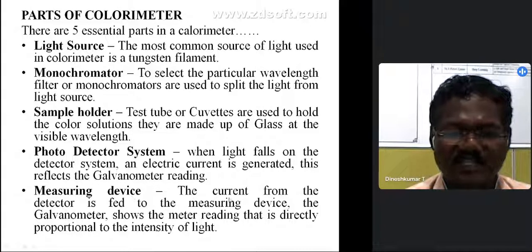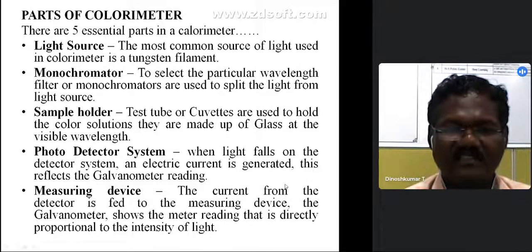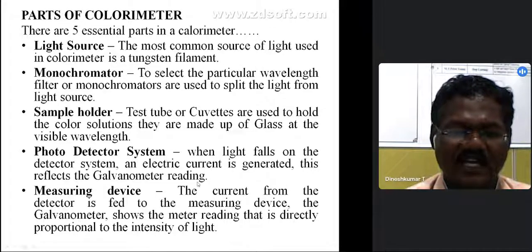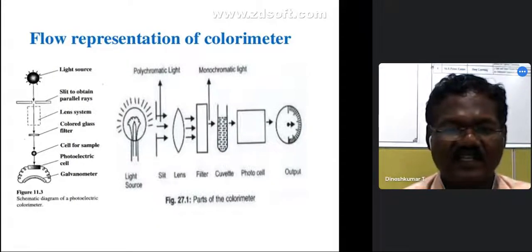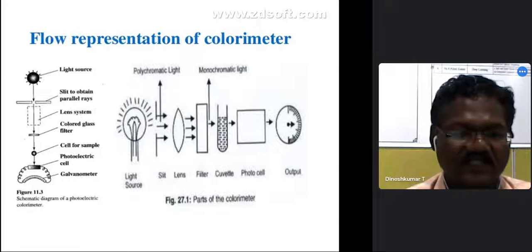Next, see the measuring device. The current from the detector is fed to the measuring device. The galvanometer shows a reading that is directly proportional to the intensity of the light. See, this is the basic diagram for the parts of the colorimeter. See, this is the basic part.